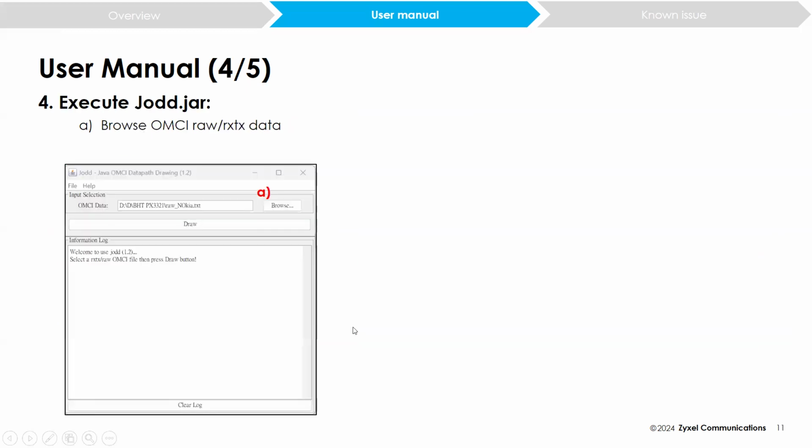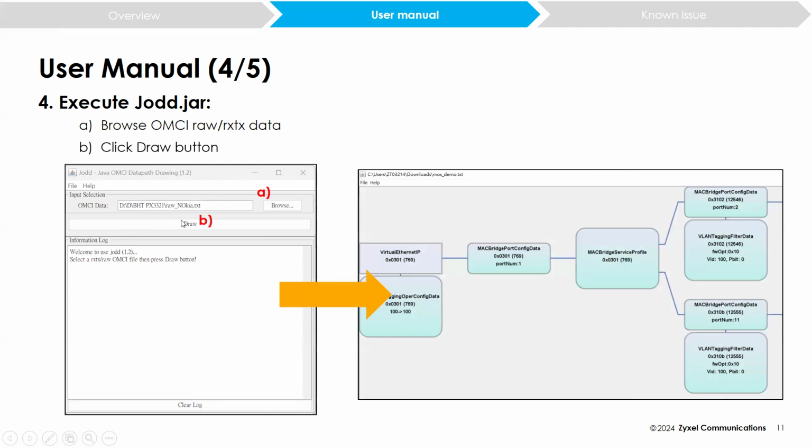Okay, so now we're back to our JODD tool. Firstly, we click the browse button here and import the data we captured. And then click the draw button here. Then the tool can help us generate a graph like this.